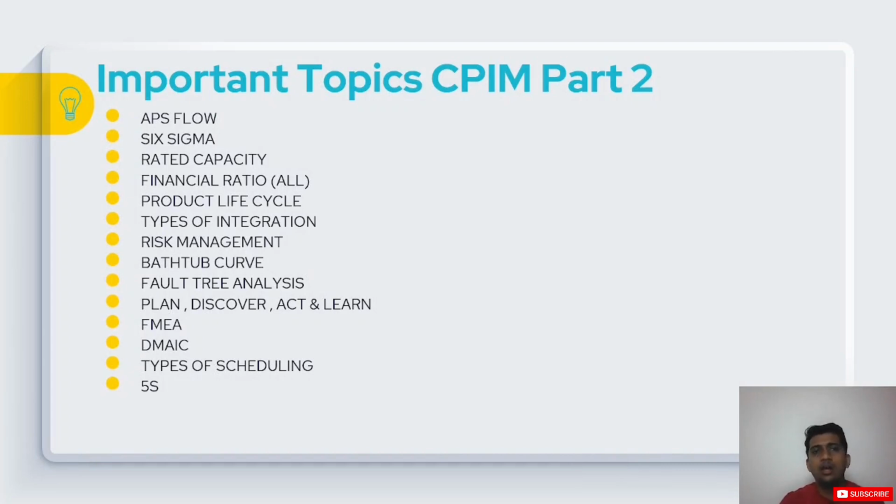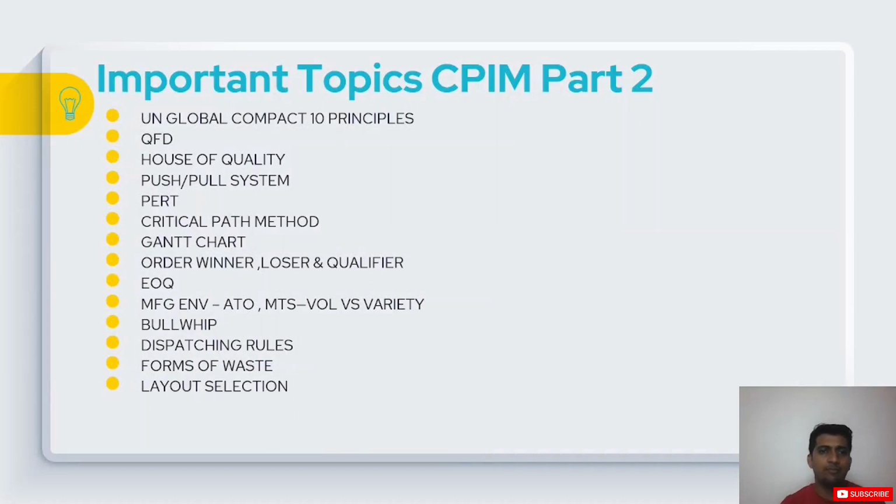APS, Six Sigma, rated capacity. Rated capacity is one of the very important topics. You'll find a lot of numerical questions in the exam as well. Financial ratio, debt ratio, liquidity ratio. So all those financial ratios, you'll find 5 to 6 financial ratios. There would be a proper table in your study material. Just go through it, it would be really helpful. Product life cycle, types of integration. So you can go through all these topics. I'm just quickly rushing through all of them, and you'll be finding questions from them. Lastly, a few more topics on which you will find questions.